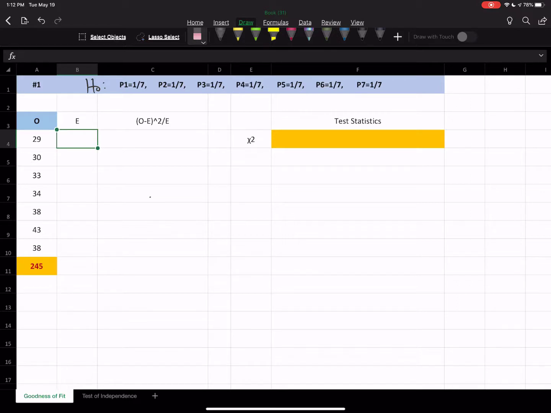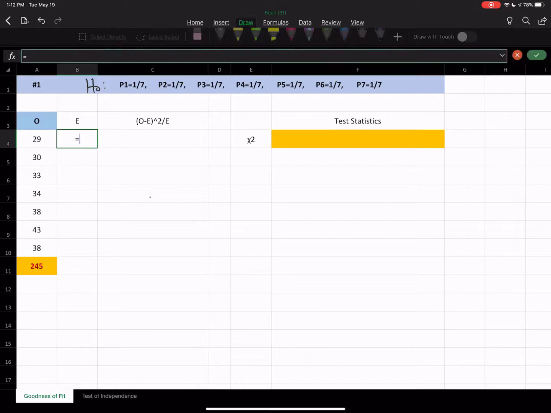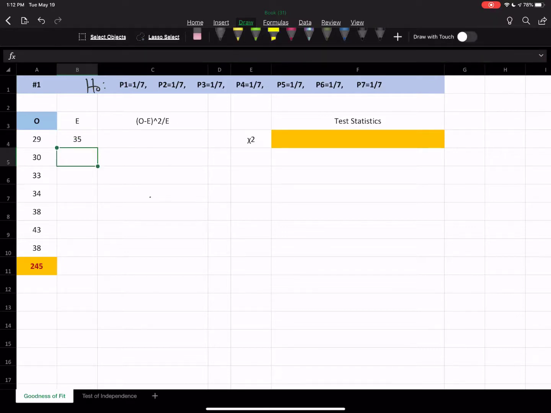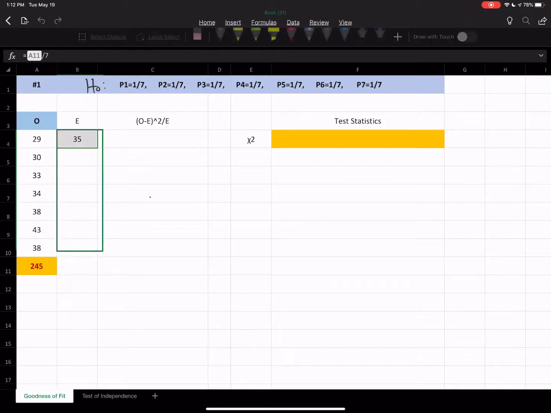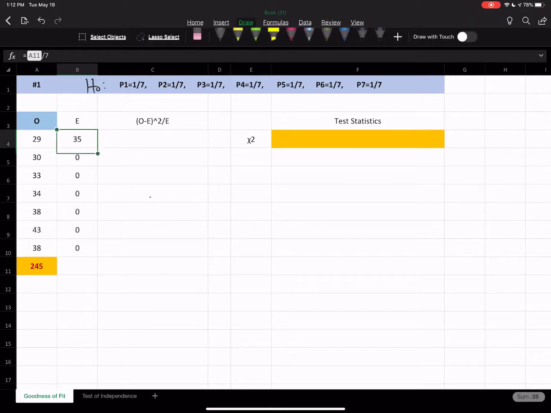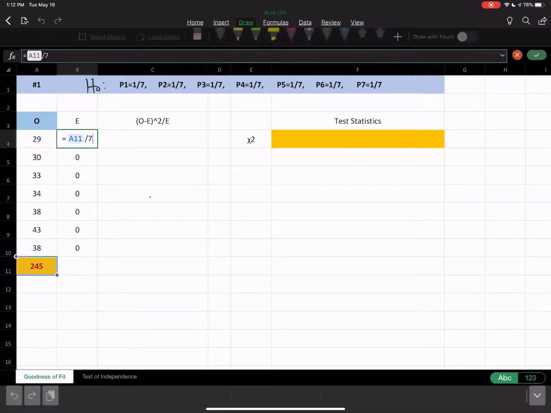So let's do that. Basically what I'm doing is multiplying 1/7 by 245. So it's basically 245 divided by 7 is what I'm doing. And this one will be the same, so why bother? I'm just going to fill it, and they'll all be 35. Oops, I guess it didn't fill it. What did I do wrong?